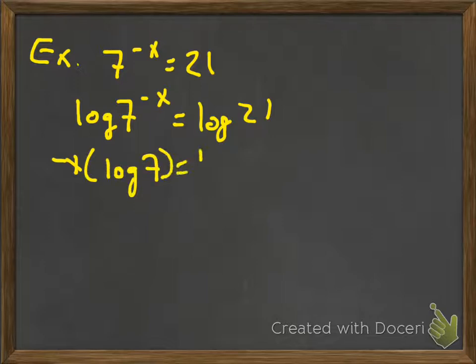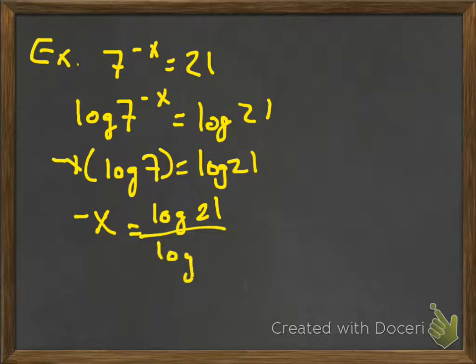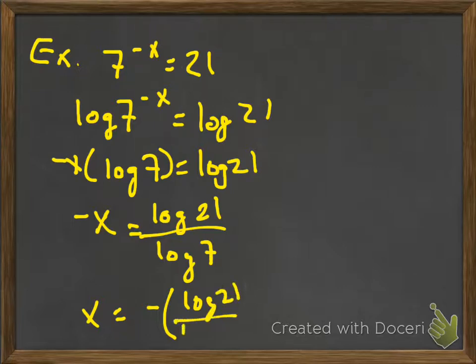and then I can treat that log 7 as a number and divide. So I can say negative x is equal to log 21 divided by log 7. Divide by negative or multiply by negative, change the signs, whatever you want to think of it like. And then type it into the calculator and get your answer of negative 1.56.